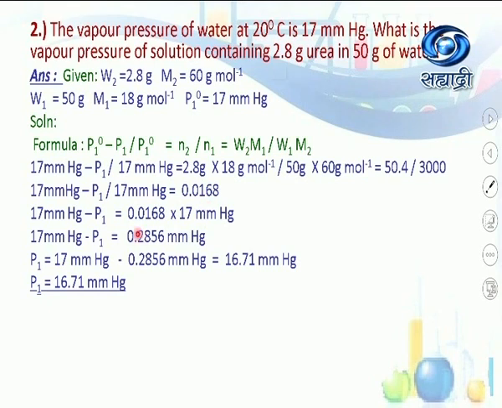Multiplication gives 0.2856 mmHg, and this term as it is, 17 mmHg minus P1 is equal to this thing. So P1 is equal to this. The negative sign, transfer this to the right side, and the right side term to the left side. So P1 is equal to 17 mmHg minus 0.2856 mmHg. It comes to 16.71 mmHg. So final answer P1 is equal to 16.71 mmHg.